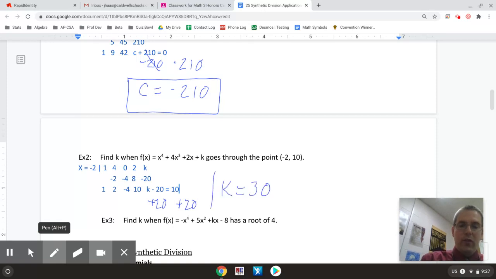So on the first example, we set it equal to 0 because it was a factor. In this case, it was a different y value, so we set it equal to the y value provided, and we're able to solve it in both cases.